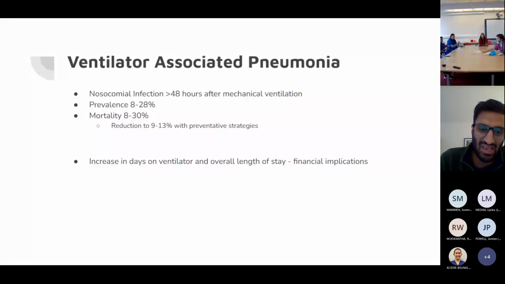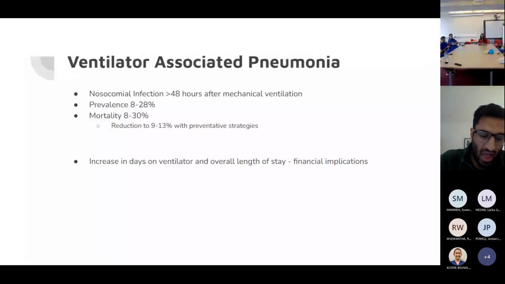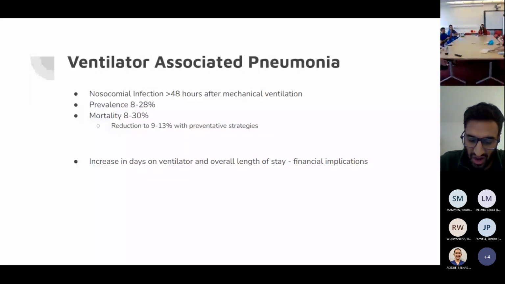Besides mortality, VAPs increase the number of days a patient is on a ventilator. They increase overall ICU beds, well, they increase ICU admissions, but also overall hospital length of stay. And those three things grouped together, in this NHS age of heightened financial awareness, all contribute to the financial side of things as well.